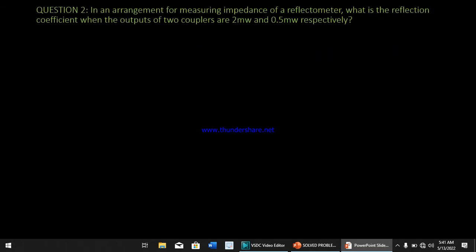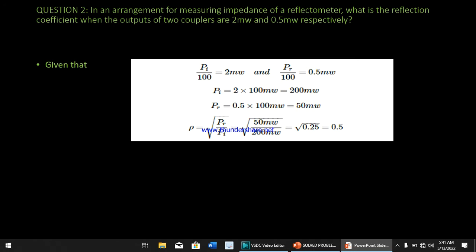Okay, question 2. It says, in an arrangement for measuring impedance of a reflectometer, what is the reflection coefficient when the outputs of the two couplers are 2 milliwatt and 0.5 milliwatt respectively? Okay, given that we have the incident power and the reflected power as given in the question, 2 milliwatts for the incident power, 0.5 milliwatt for the reflected power.